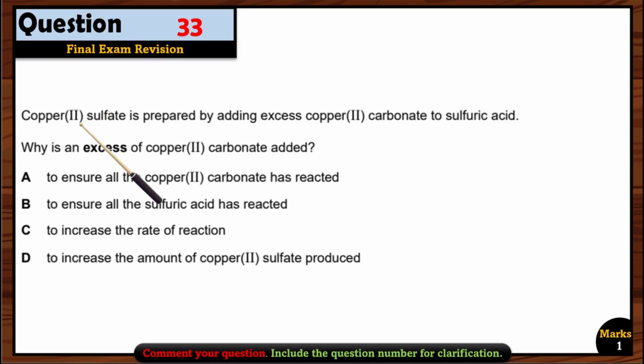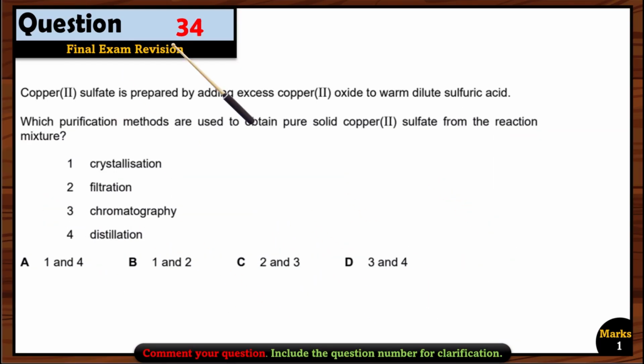Question 33. Copper sulfate is prepared by adding excess copper carbonate to sulfuric acid. Why is an excess of copper carbonate added? Because we want all the sulfuric acid to be used in the reaction, okay? So that's why, to ensure all the sulfuric acid has reacted. That is option B. Let's see question 34.